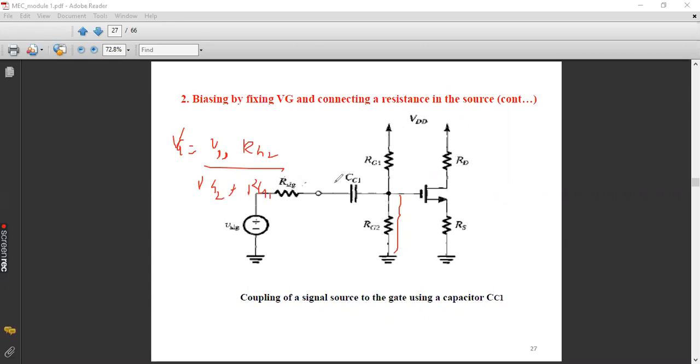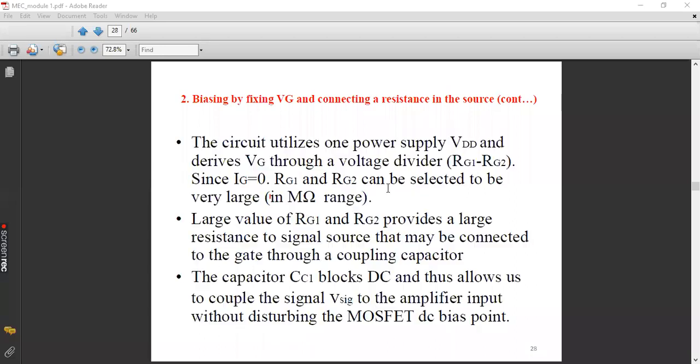Now, but what value you will take for RG1 and RG2, that you have to decide. Okay. In what range? You can take ohmic range, kilo ohmic range, mega ohmic range. But what range will be most suitable for our MOSFET? That will be explained in this particular class.